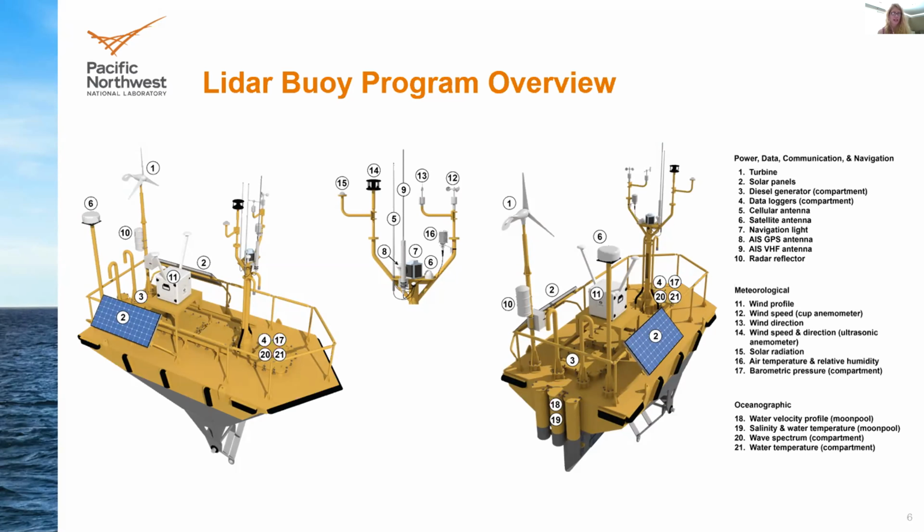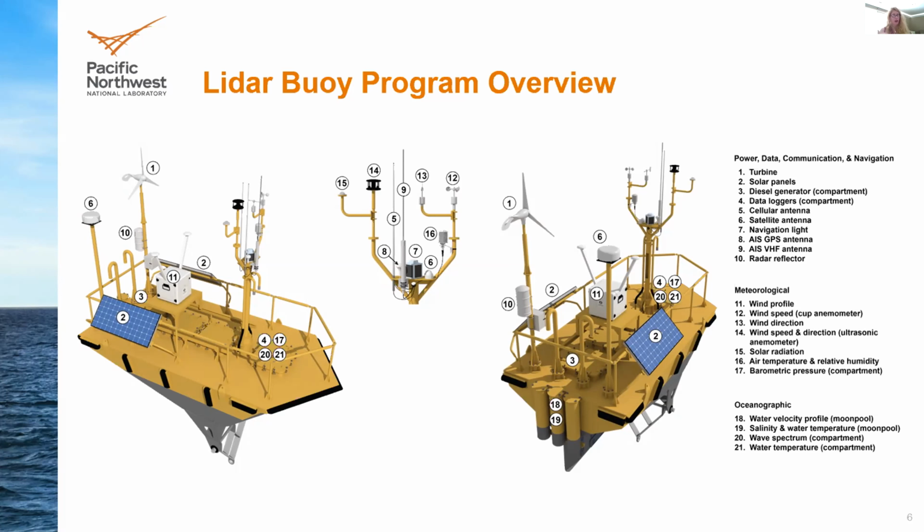On the meteorological side, in terms of instrumentation, we've talked a lot about wind profiles and LiDARs. And so the instrumentation here that's labeled as number 11 is our new LiDAR system that was validated just a couple of months ago. We also have a cup anemometer and a wind vane to measure wind speed and direction. We actually just swapped out one of the redundant cup anemometers to include an ultrasonic anemometer that also measures wind speed and direction. We measure solar radiation, air temperature and relative humidity, barometric pressure.